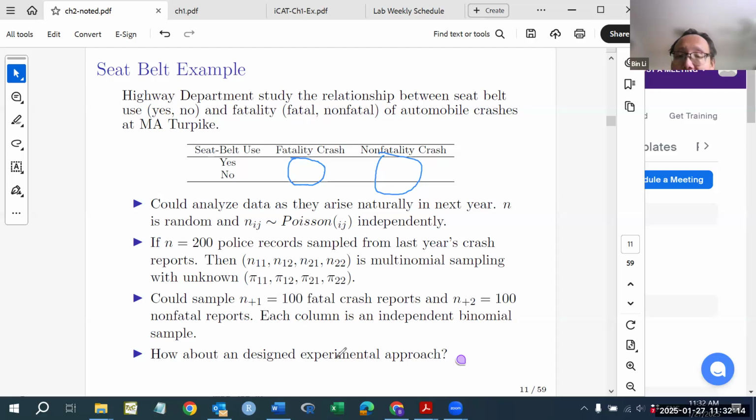And the last one is, how about a designed experiment? Then what distribution is it? But here, you see that in this case, we cannot have a designed experiment because it's not ethical, right? How can we assign the subjects into cars not using the seat belt to see that? So in this case, this is not a valid approach. But in some cases we can do that. Okay, so that's this example. Any questions so far?